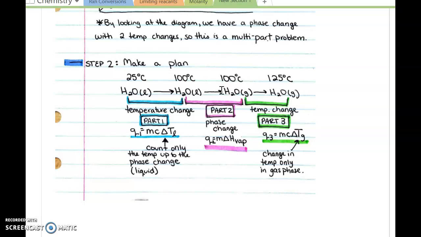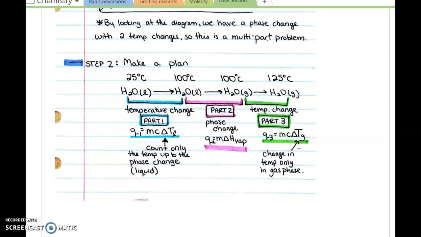Then I go from gaseous water to gaseous water, but I've got a temperature change from 100 to 125. My temperature change is going to be part 3. Q3 equals MC, change in T, as a gas. This is the change in temperature only in the gas phase. So I've split my initial full 100 degrees into 2 chunks because that's how I have to handle them, since my C values are different for each phase. My C value for my liquid phase is 4.184. My C value for my gas phase is 2.02.